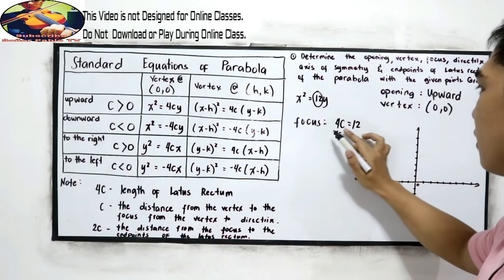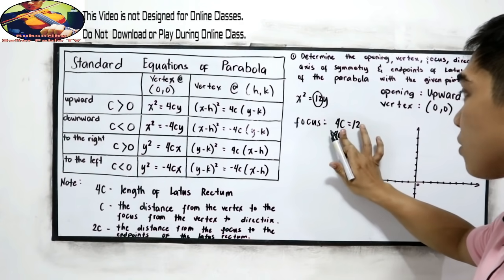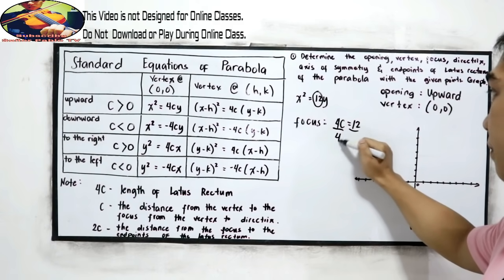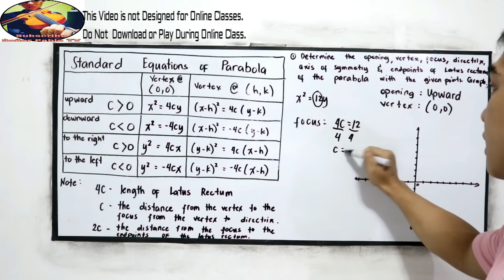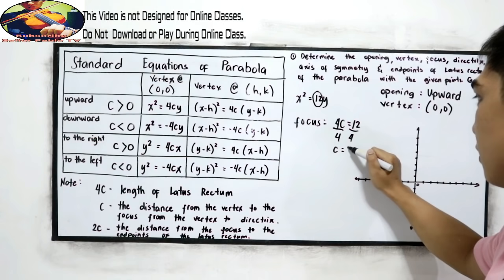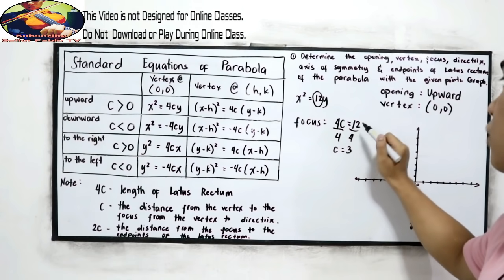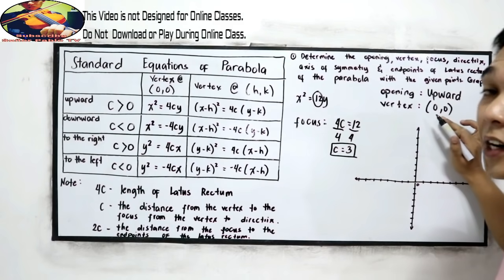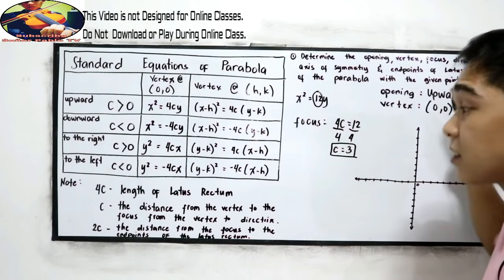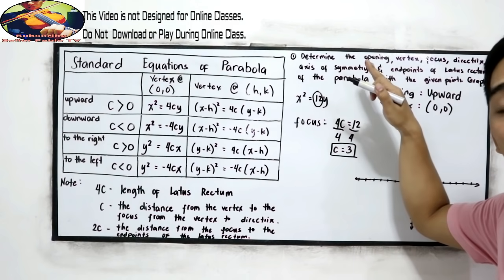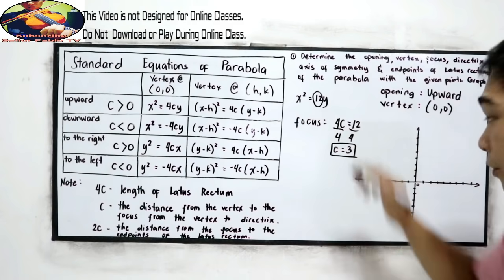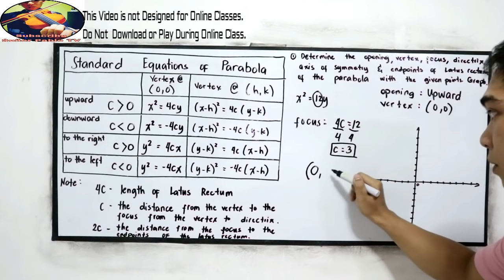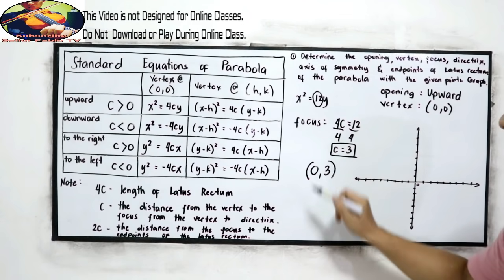4c, we need to find c, so we need to divide by 4. So c is equal to 3. 12 divided by 4, that is 3. That means from our vertex, that is 3 units up to our vertex. So our focus is 0, positive 3.